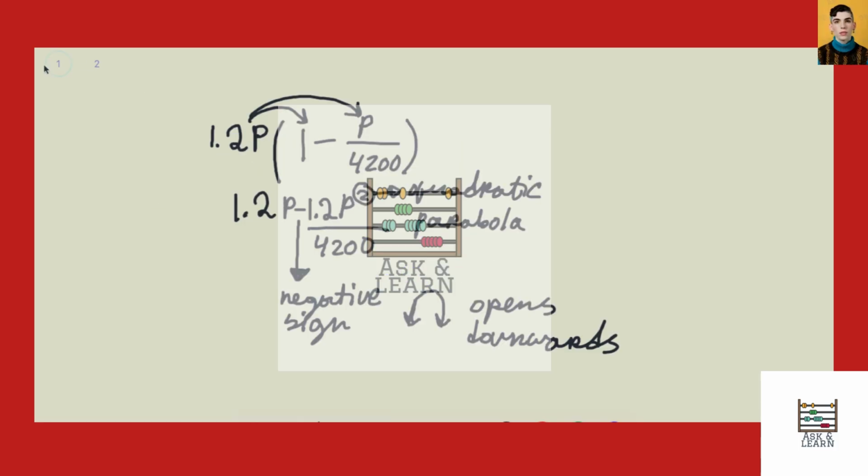So the first thing to notice is that this is a quadratic equation. If we distribute 1.2p, the highest power term we get is p squared. So the square term is a quadratic, which means if we graph it, it's going to look like a parabola. Because the coefficient next to the p squared is negative, it's going to be a parabola that opens downwards.